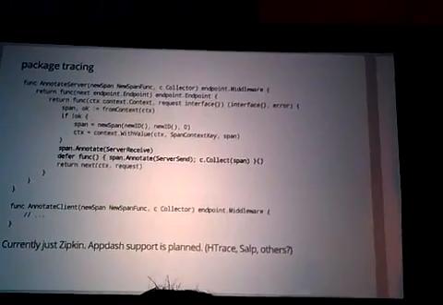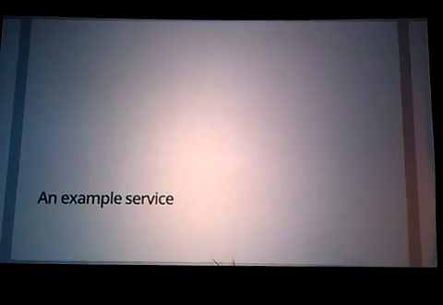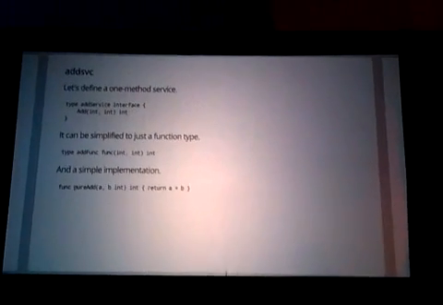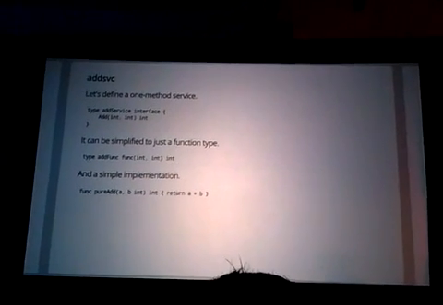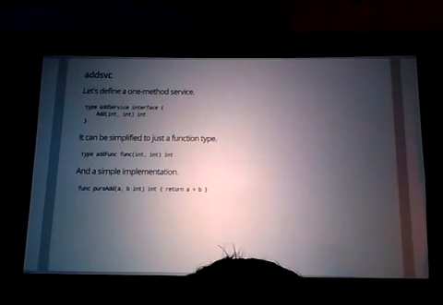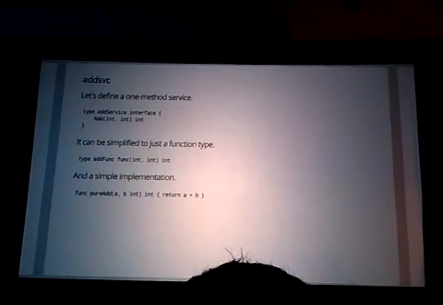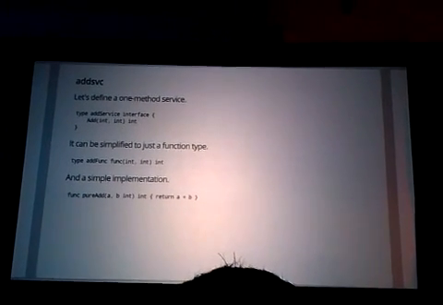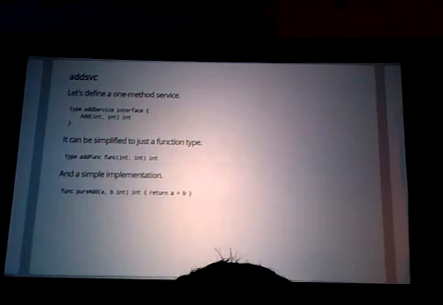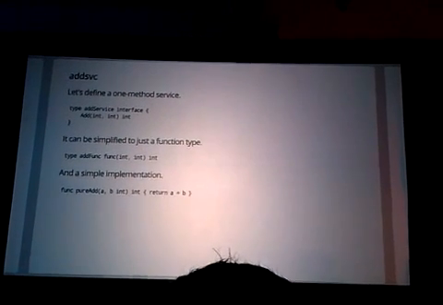Okay, so these are some of the components. Let's wire them together into an example service so we can see how this all works. And to motivate an example service, let's consider something called an add service. A one-method service that has a single method, add, which takes two integers and returns an integer. It turns out that can be simplified to just a function type, an Add func, that is a function that takes two integers and returns an integer. We'll do that for the example.